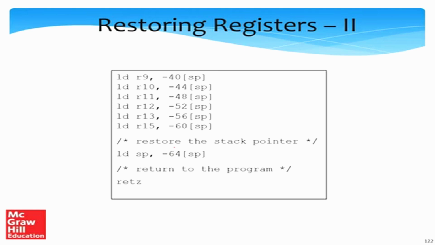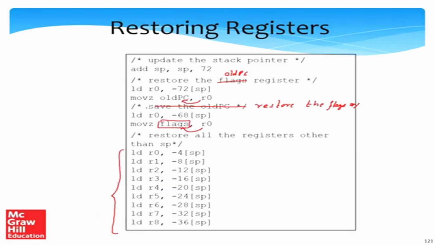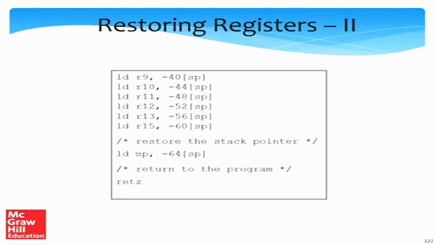So the stack pointer, where is it stored? Well, the stack pointer is stored at this location, the old SP, at minus 64, the contents of SP minus 64. So we will have this instruction over here, which will take the contents of the stack pointer, subtract 64, and then write it to the SP register.